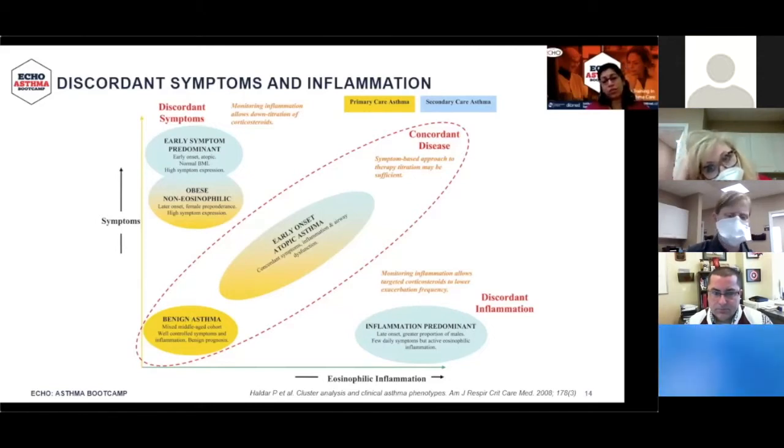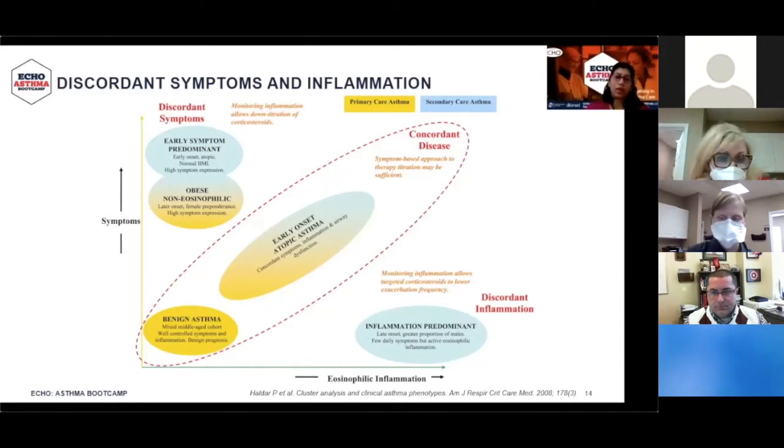At the end of the x-axis, you can see inflammation predominant disease. These are patients who have tons of eosinophilic inflammation, but may not necessarily have symptoms on a daily basis, but may really only have symptoms when they have flare-ups. And monitoring inflammation in these patients can really allow targeted dosing of corticosteroids to lower the exacerbation frequency in these patients.